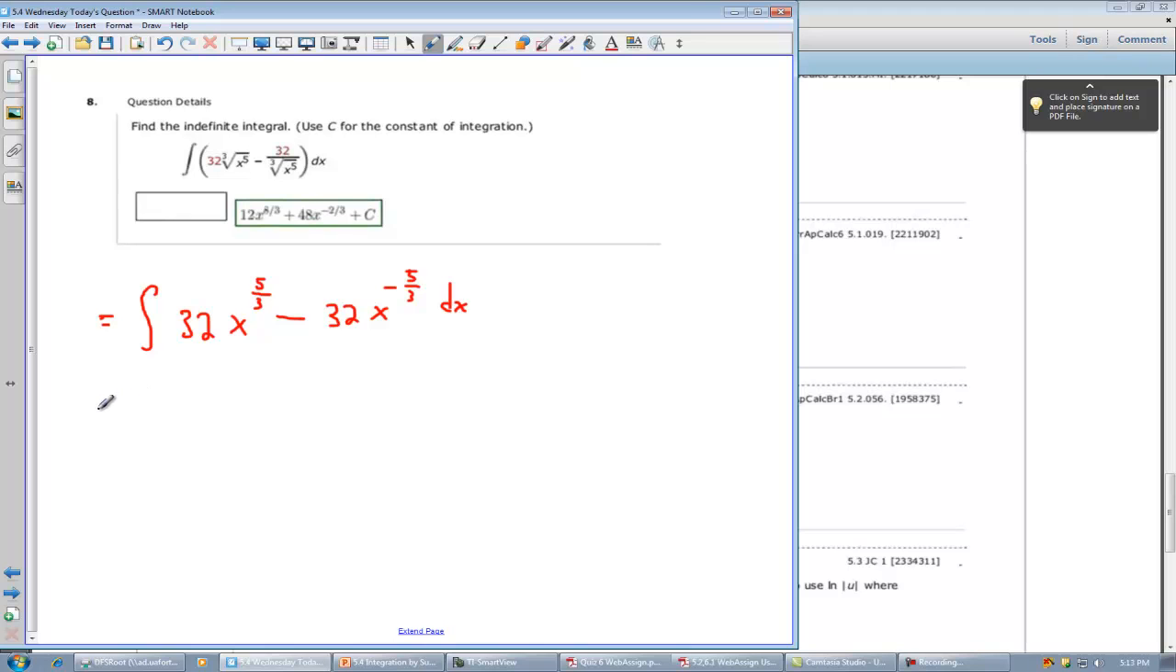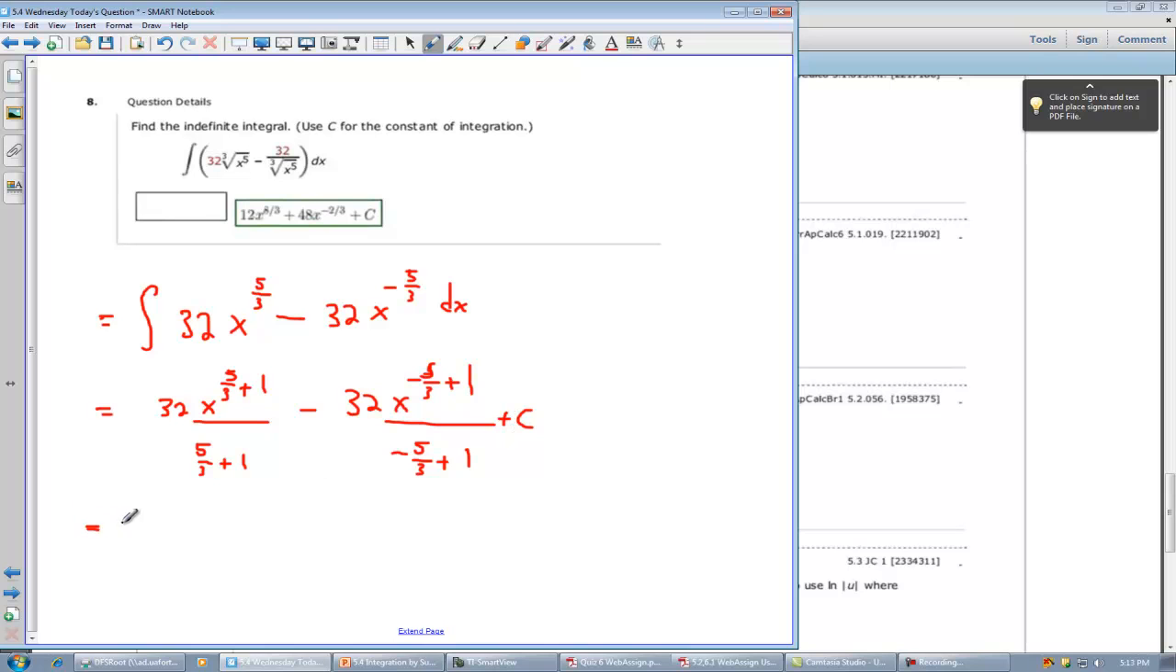All right, now I'm going to integrate. So to integrate, I add 1 and divide by it. So I have 32 x to the 5/3. I add 1 and divide by it. Right, so 5/3 plus 1. Minus, I have 32, and I add 1. So I have 5/3, and negative 5/3. I add 1, and I divide by it. And of course, I have plus c.